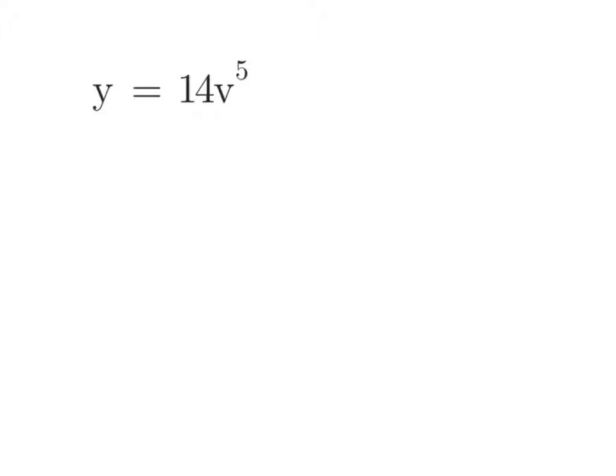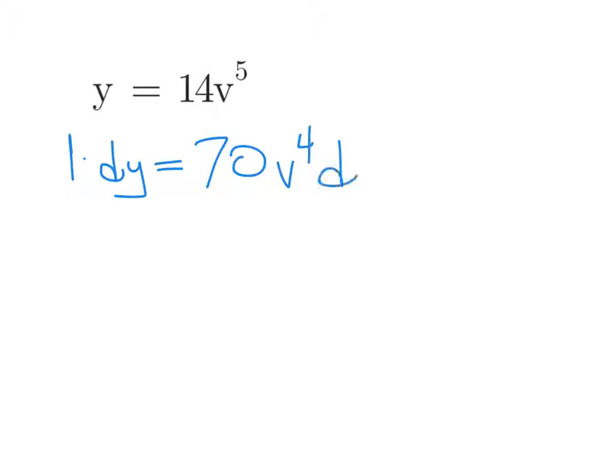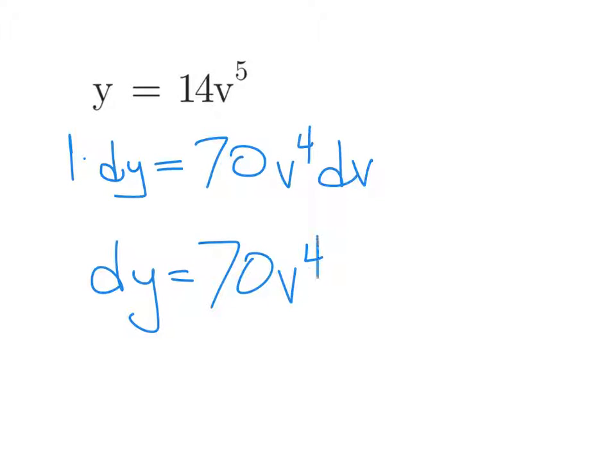Find some differentials. Very similar to finding the derivatives, it's just we include the differential of dy, dx, dv, whatever, to each piece that we take the derivative of. So when I take the derivative of y, I get 1. The differential is going to be 1 dy. The derivative of 14v to the 5th is 70v to the 4th. The differential is going to be 70v to the 4th dv. So, of course, we just clean this up as dy is equal to 70v to the 4th dv.